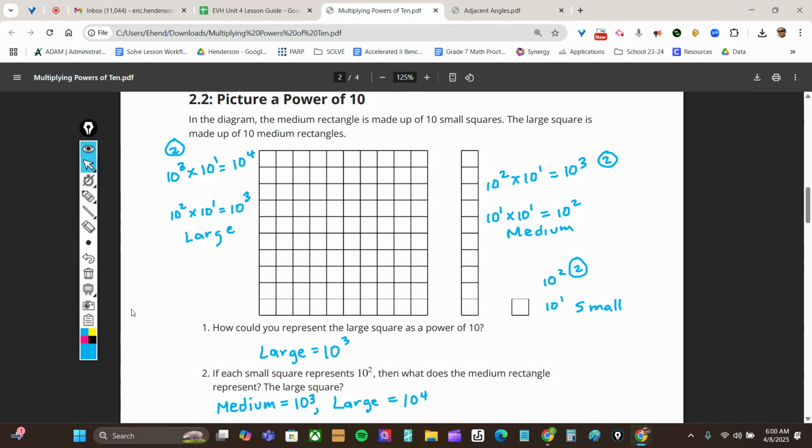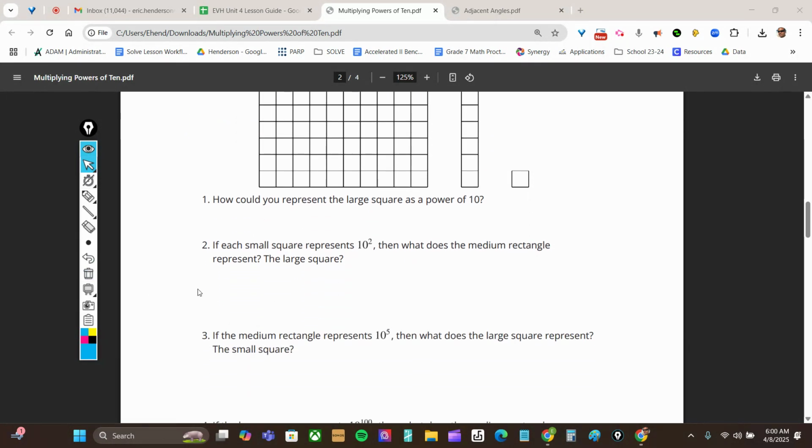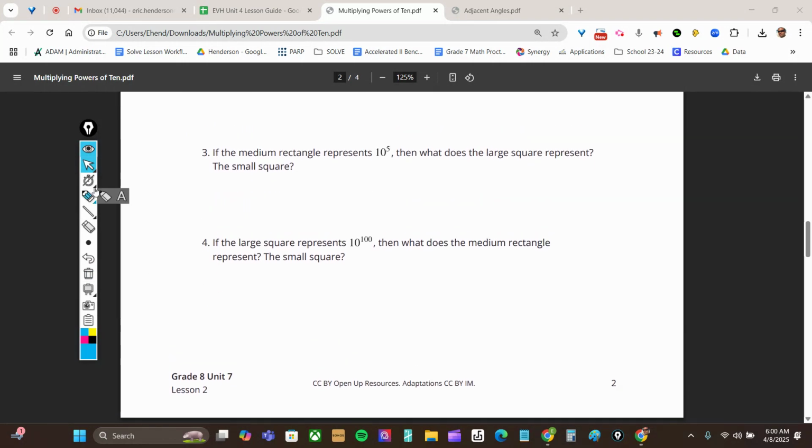And let's go on to the next question. Question 3 and question 4. If the medium rectangle represents 10 to the fifth, then what does the large square represent, and the small? If the large square represents 10 to the 100, then what does the medium rectangle represent, and then the small? So again, split these sections in half and try to do the left on your own, and then we'll come back and do the right.